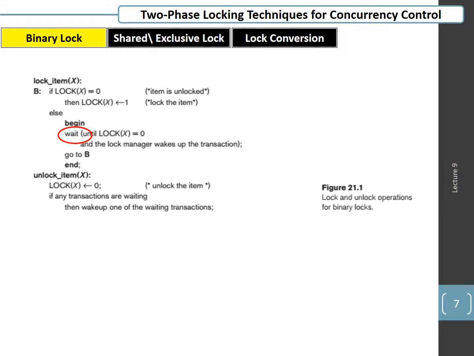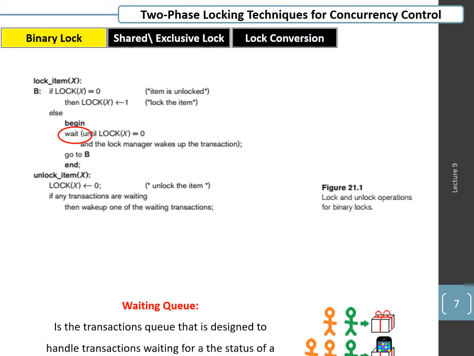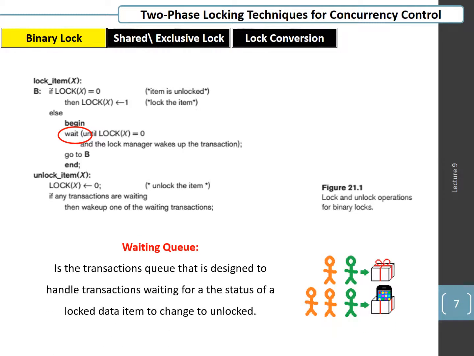The other algorithm is unlock item X. It's very simple. The lock is set to 0, so the item X is now free, and if any transaction wants the item X, the lock manager wakes up that transaction. As I said before, more than one transaction is not allowed to work on the same data item. So we have a waiting queue. What does it mean? The waiting queue handles the transactions which are waiting for the data item to be unlocked so they can get the item.